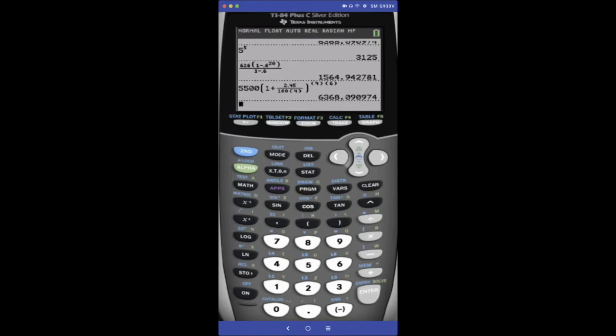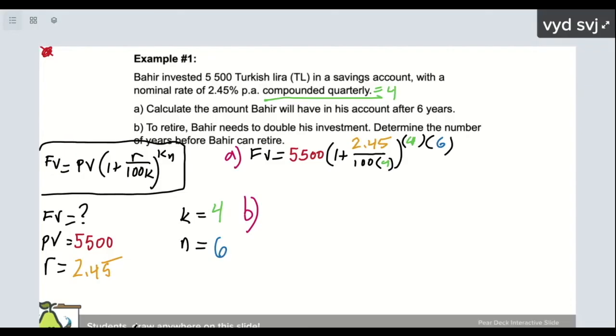So then that's what you should get, 6,368.09 and 9 cents. That's important. All my money, I keep track of that. Now he wants to double his investment. Determine the number of years. So now we're finding N. Starting with this. So double that, and I'll get this. Now that's my future value.